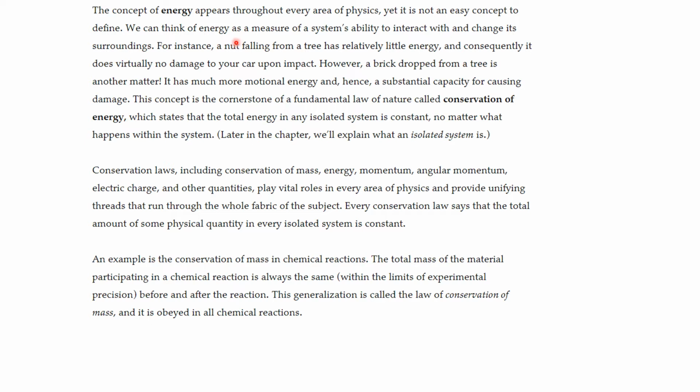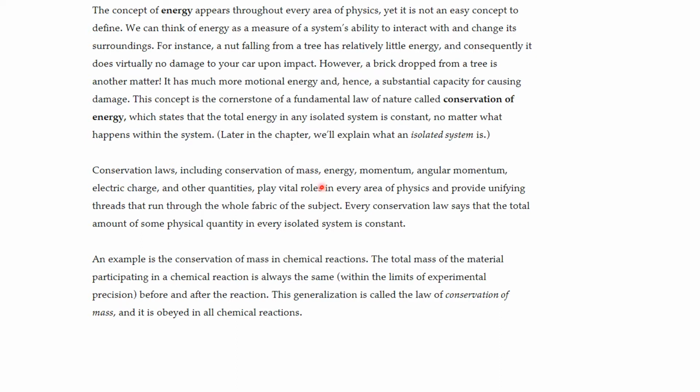We can think of energy as a measure of a system's ability to interact with and change its surroundings. For example, a nut falling from a tree has relatively little energy, and consequently it does virtually no damage to your car if it hits your car. However, a brick dropped from a tree is another matter. It has much more motional energy and can do much more damage. The concept is the cornerstone of a fundamental law of nature called conservation of energy, which states that the total energy in an isolated system is constant.